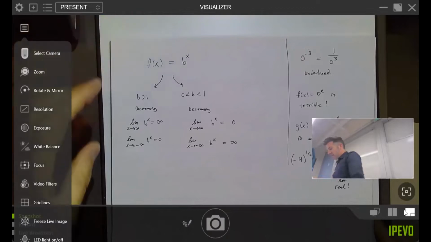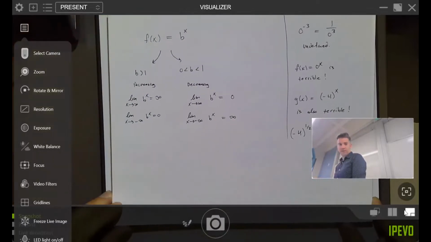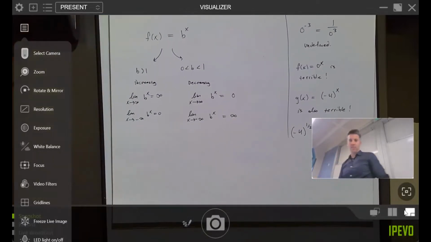So now for the exponential function that we really care the most about.